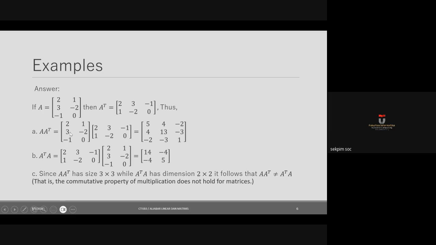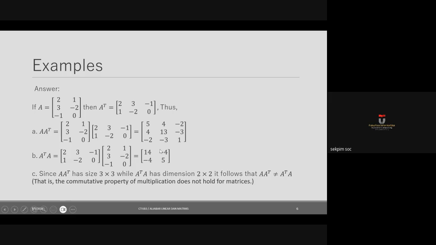So for all of these you do one row with one column for this element, this row with this column for this element, and this row with this column for this element. And we have also the third row, so for the third row you operate with each element of A transpose, such that you get all the elements for the last row of the matrix.